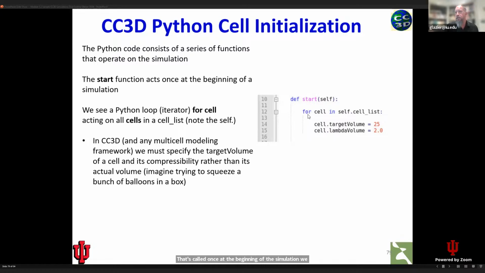And you'll see something like this: for cell in self.cell list. Cell is an object. Every cell is an object in the simulation. Cell list is a list of all of the cells. For cell in self.cell list: does something to every cell in the simulation. And we're going to set a target volume for the cells and a lambda volume for the cells. The lambda volume is the inverse compressibility, and later today, Julia will start explaining to you what those mean.